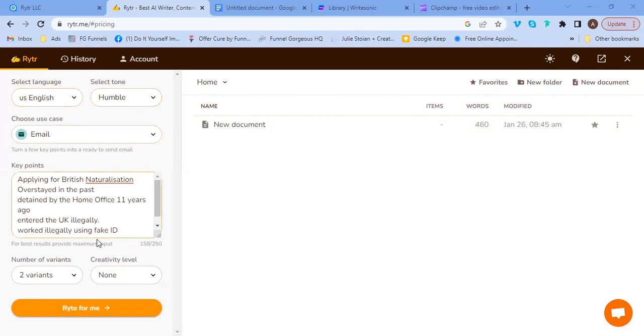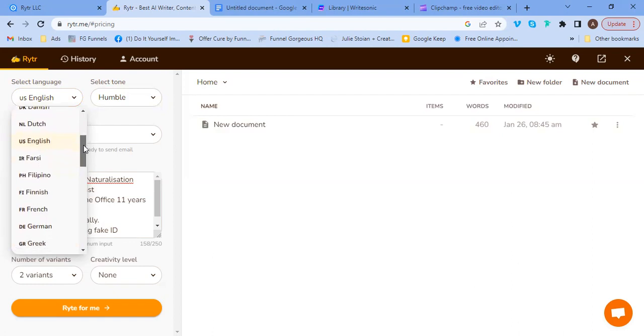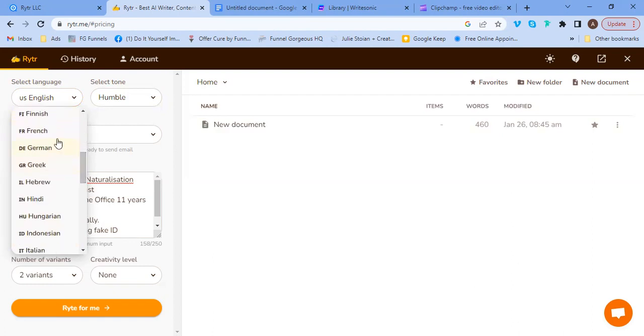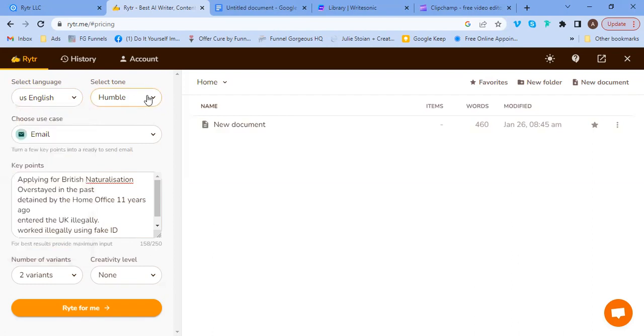On the left-hand side here, you see select language. I'm on the English side, but for example, if English is not your first language and you don't really know how to write it in English first and what to say, you can use other languages. For example, if it's Arabic, French, German, Hindi, Hungarian or Indonesian, you can use that. And then you can also select the tone.